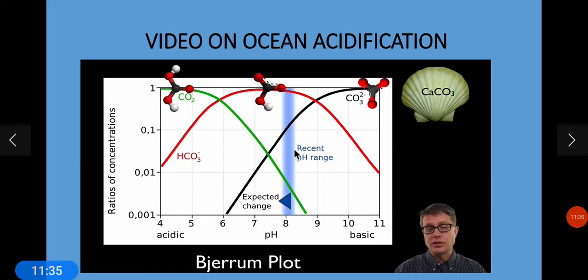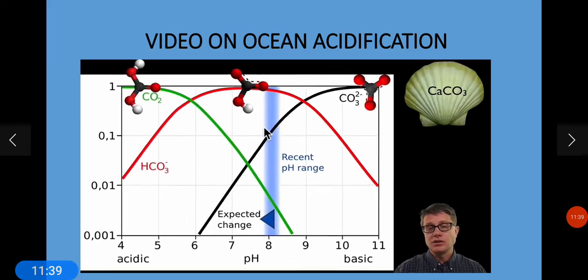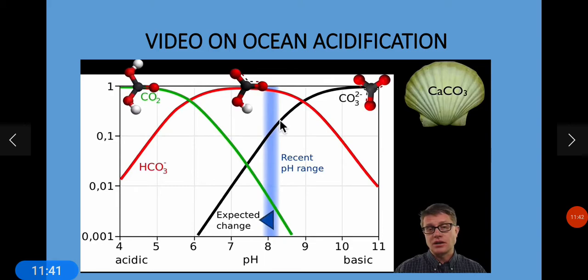But this blue area represents what's going to happen as we change the pH. And as we decrease the pH, you can see what's going on. The carbonate levels are going to drop off, and the bicarbonate levels are going to increase. That's because that free hydrogen is competing with the shellfish, really. The free hydrogen is competing with that calcium carbonate to form more bicarbonate. And so now shells can't make their shells.